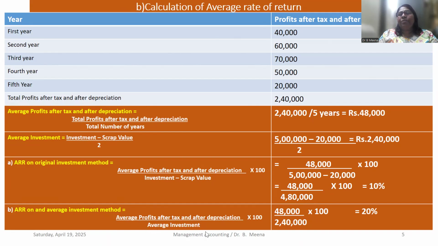Likewise, I will calculate ARR on the average investment method by using this formula: average profit after tax and after depreciation divided by average investment, into 100. So 48,000 divided by 2,40,000, which is the average investment that I have already calculated, into 100, gives me 20%. So this is the way of working out ARR under traditional methods. This is one of the methods to take a decision on project proposals.